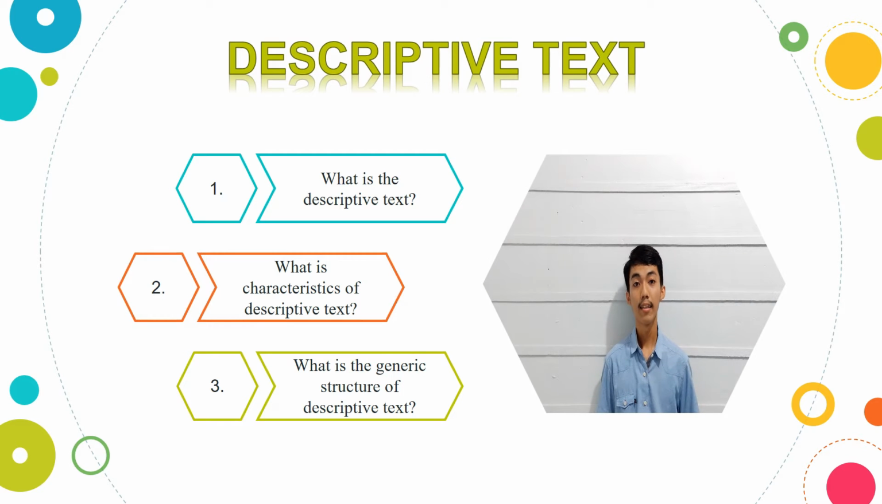Alright, now let's get into the discussion about descriptive text. The first discussion, what we will learn, is about the meaning of descriptive text. The second discussion, I will explain the characteristics of descriptive text, and the last discussion, we study the generic structure of descriptive text.